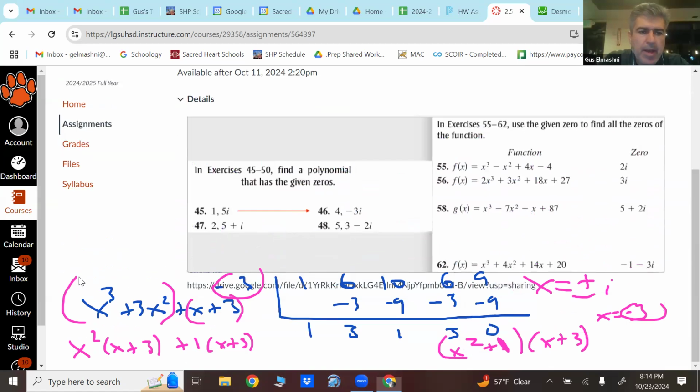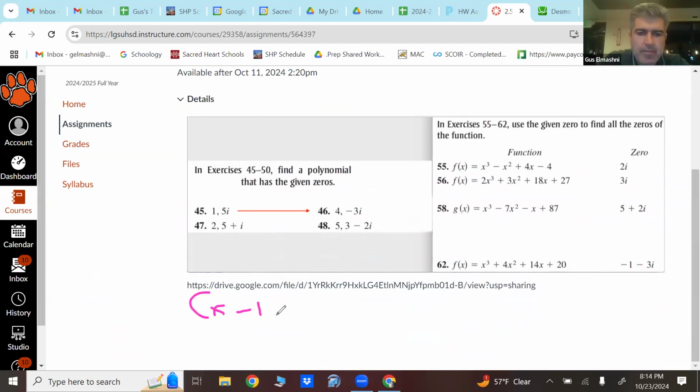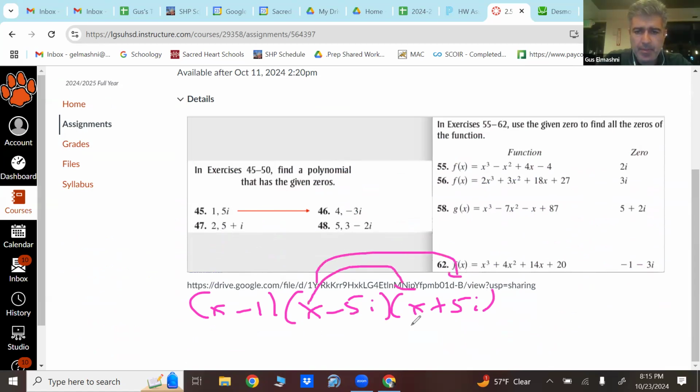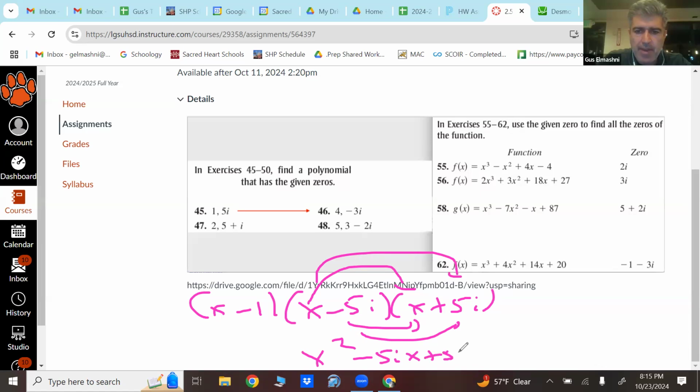Okay, for these problems here, all you have to do is write x minus 1, x minus 5i, and x plus 5i. Because if you want real coefficients, you have to include the opposite of the imaginary number. And then you have to FOIL. If you FOIL it correctly, you should get x squared minus 5ix plus 5ix minus 25i squared. Those cancel. You get x squared plus 25. Then you multiply by the x minus 1 from earlier and keep foiling.